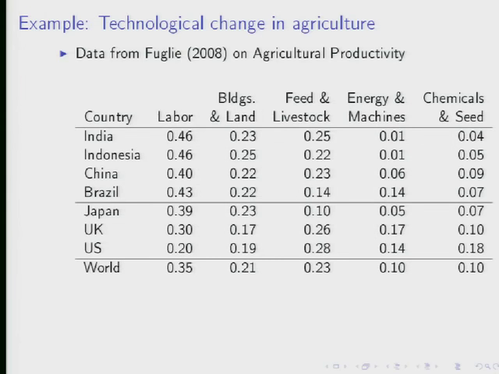Chemicals and seed, again, we see some pretty big differences. India and Indonesia have rather small shares. The U.S. again has by far the largest share. So you can see what's happening to the U.S. compared to India, for example, is we're substituting chemicals and seed and machines for labor, and those are the big differences across those two lines.